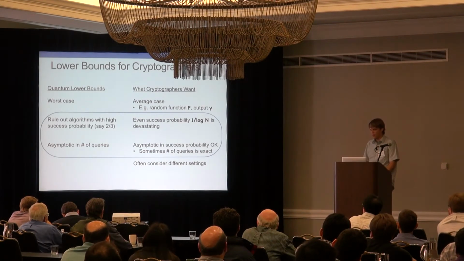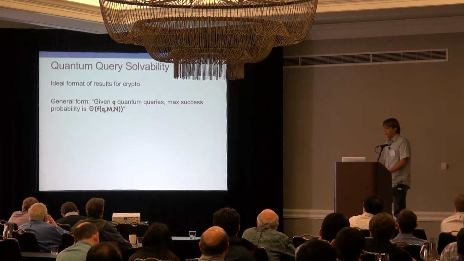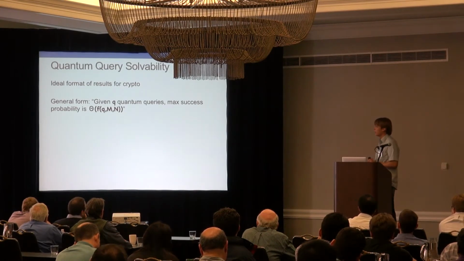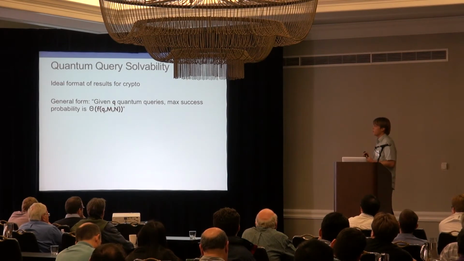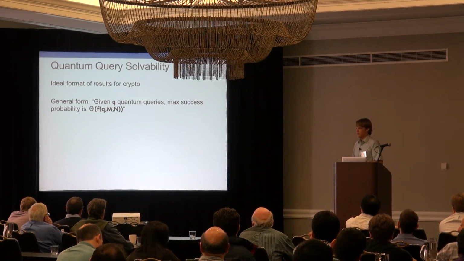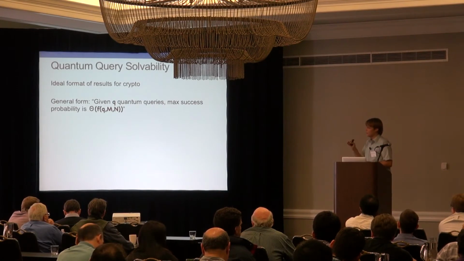the number of queries. Okay, so the ideal format of results for crypto is what I'm calling quantum query solvability, to distinguish it from quantum query complexity. And the statements of this form would be, given some precise number of quantum queries, let's estimate the maximum success probability. Here we're generally okay with big thetas in the success probability, but we want the queries to be exact.